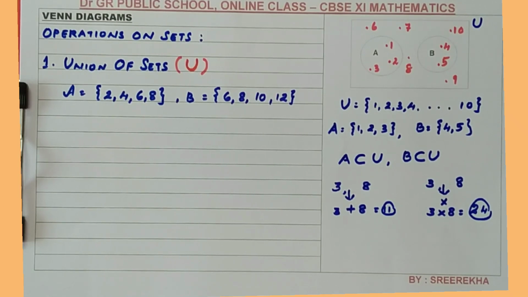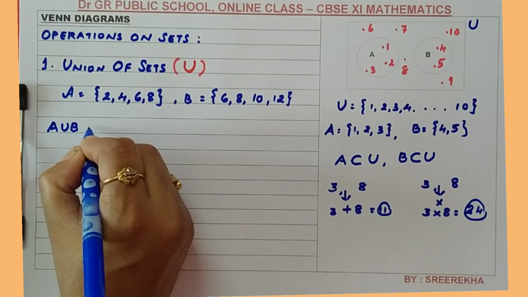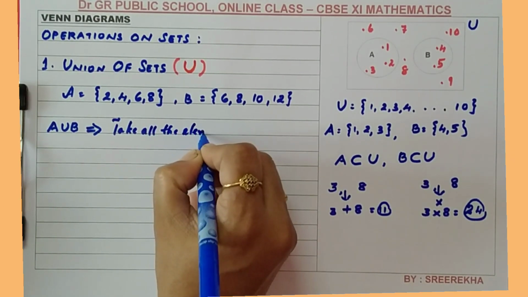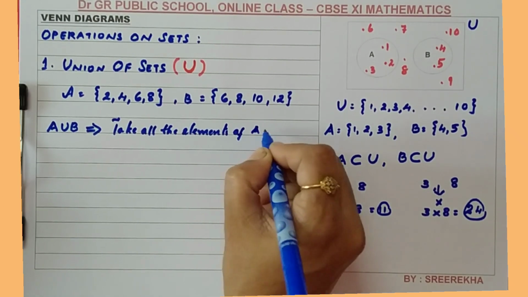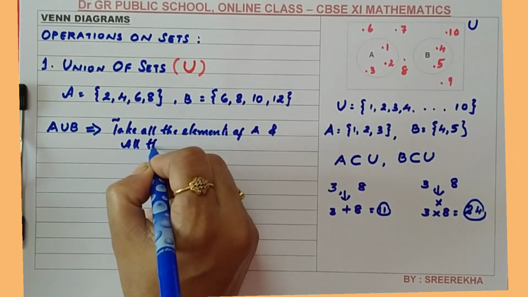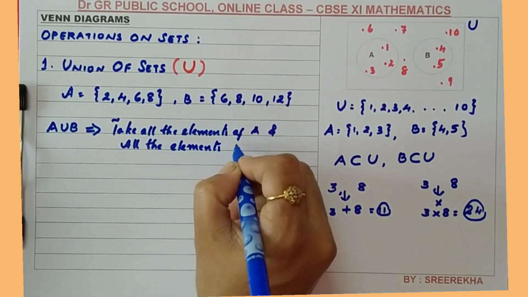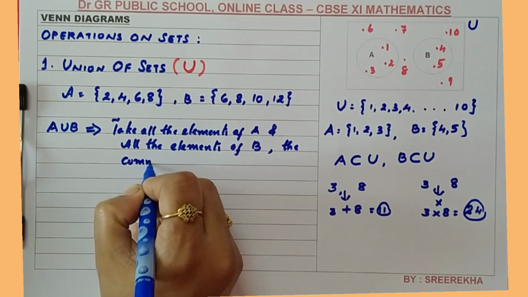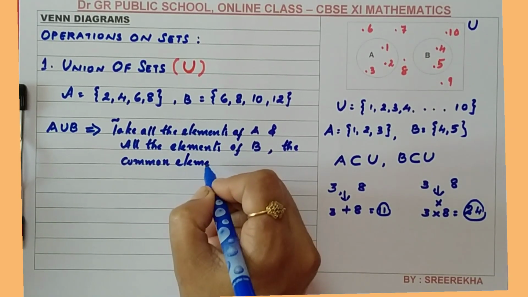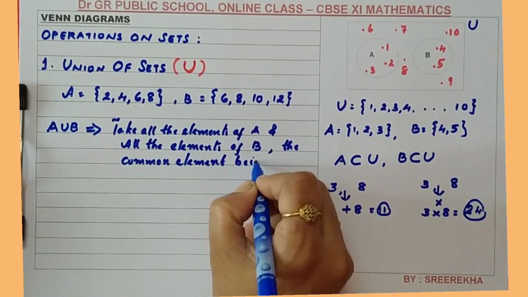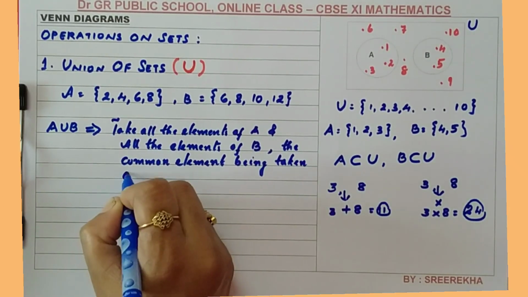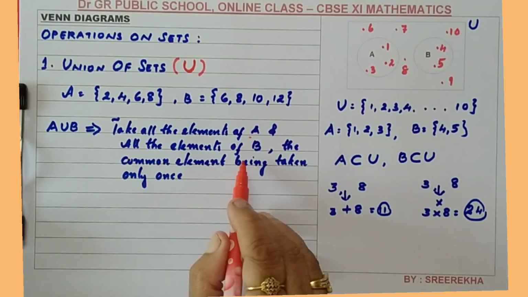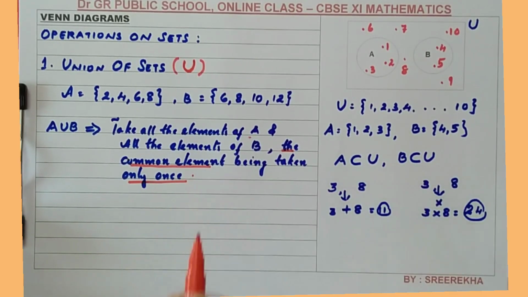I will give the rule to find the union of two sets, A union B. The rule is like this. You need to take all the elements of the set A and all the elements of the set B, the condition is that the common element is taken only once. Common element being taken only once. This is very important. The condition is very important. You can take all the elements of A and all the elements of B, but the common element is taken only once. This is the condition.